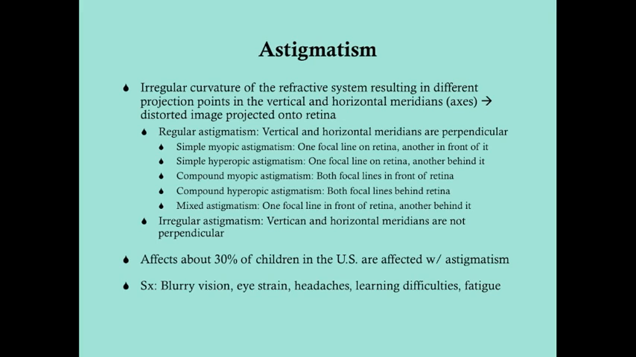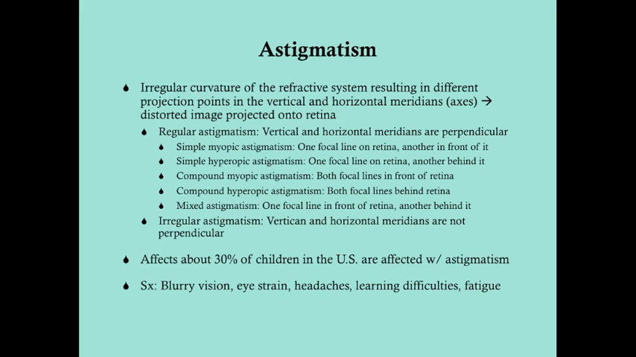So first off is regular astigmatism, and this is where the vertical and horizontal meridians are perpendicular. The vertical and horizontal axes are perpendicular. And you might think, well, shouldn't vertical and horizontal be perpendicular? Yes, but the lens can be so irregularly shaped that the axes may not even be perpendicular. And I'm not even going to get into that detail. So we're just going to talk about regular astigmatism here.